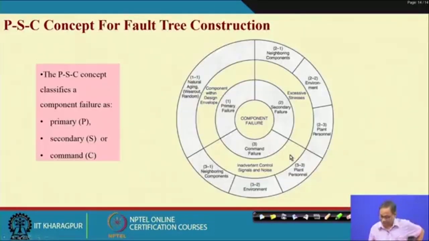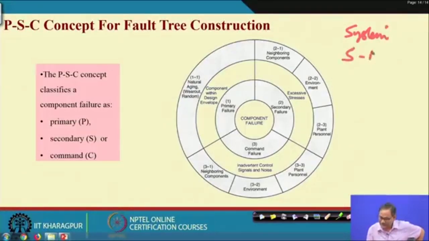So, what happens then? Suppose you start with a system level failure. Use your immediate, necessary and sufficient (INS) concept for any top level failure. You will find out the immediate causes, write them down, and see that they are necessary and they are sufficient to have this.